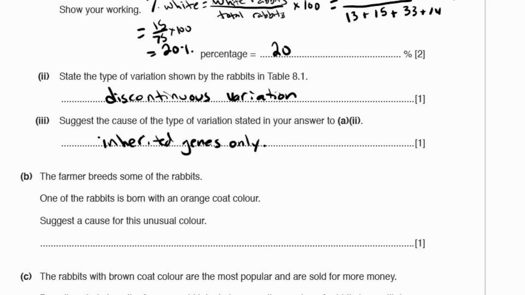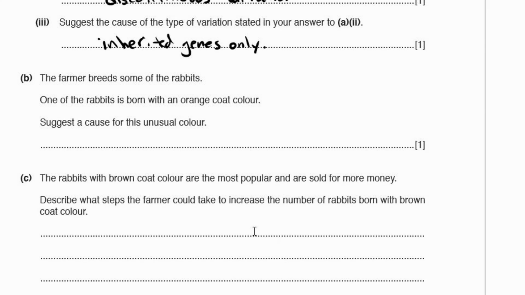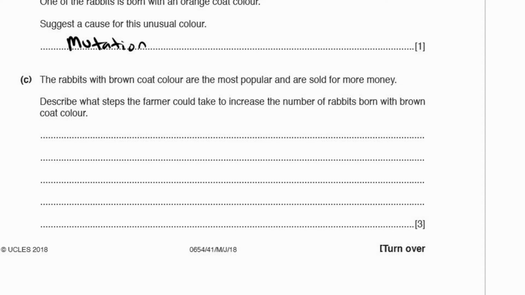All right, so B. The farmer breeds some rabbits. One of the rabbits is born with an orange coat color. Suggest a cause for this unusual color. And the cause of an unusual color is called a mutation, a gene mutation. All right, good. And C, the rabbits with brown coat color are the most popular and are sold for more money. Describe what steps the farmer could take to increase the number of rabbits born with a brown coat color.